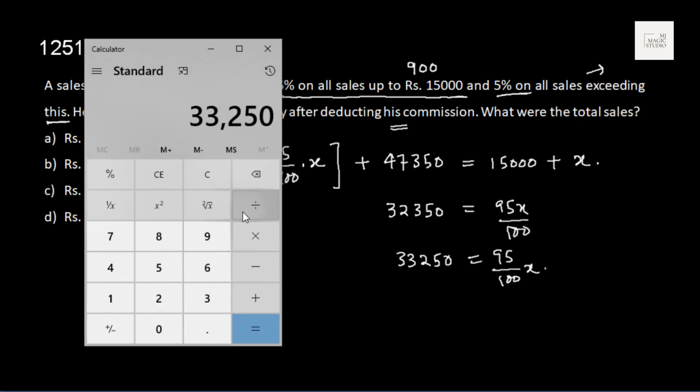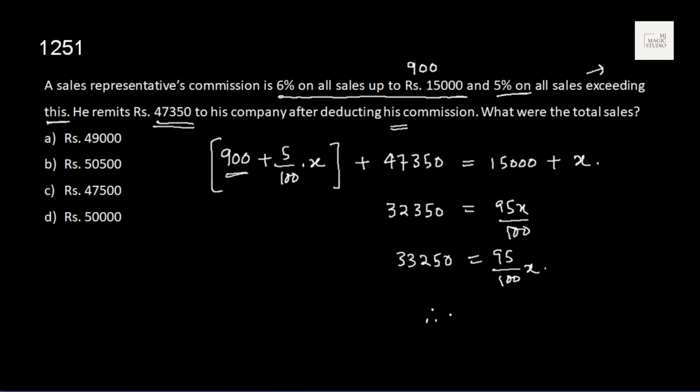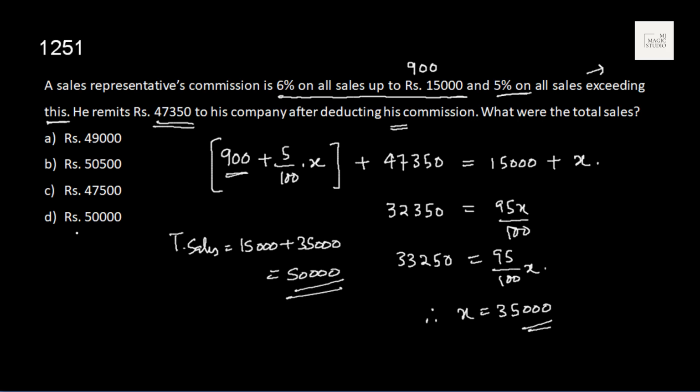3250 divided by 0.95 gives us 35,000. Therefore, x is equal to 35,000. What were the total sales? Total sales are 15,000 plus 35,000. That is 50,000. Option D.